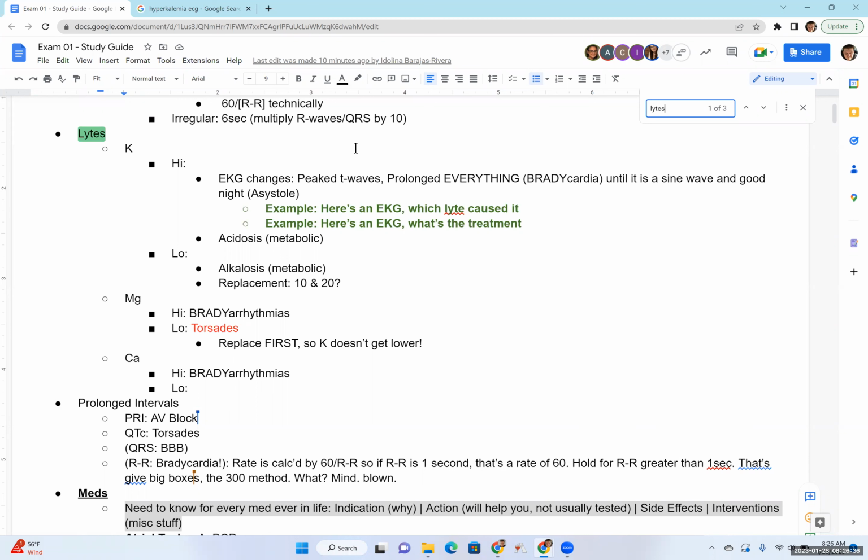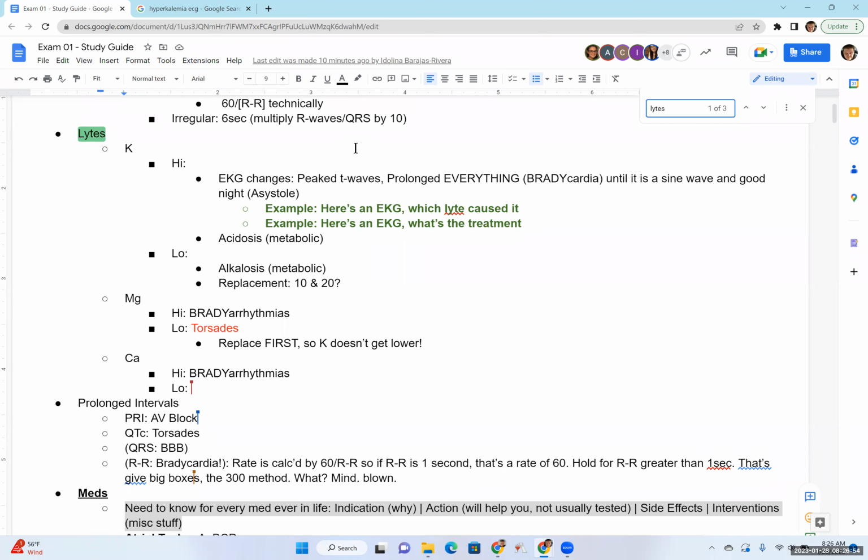So what else on lytes? Yeah, DKA patients spend a lot of energy. They waste a lot of ATP, right? All right, what other stuff on lytes? Are you good on lytes?